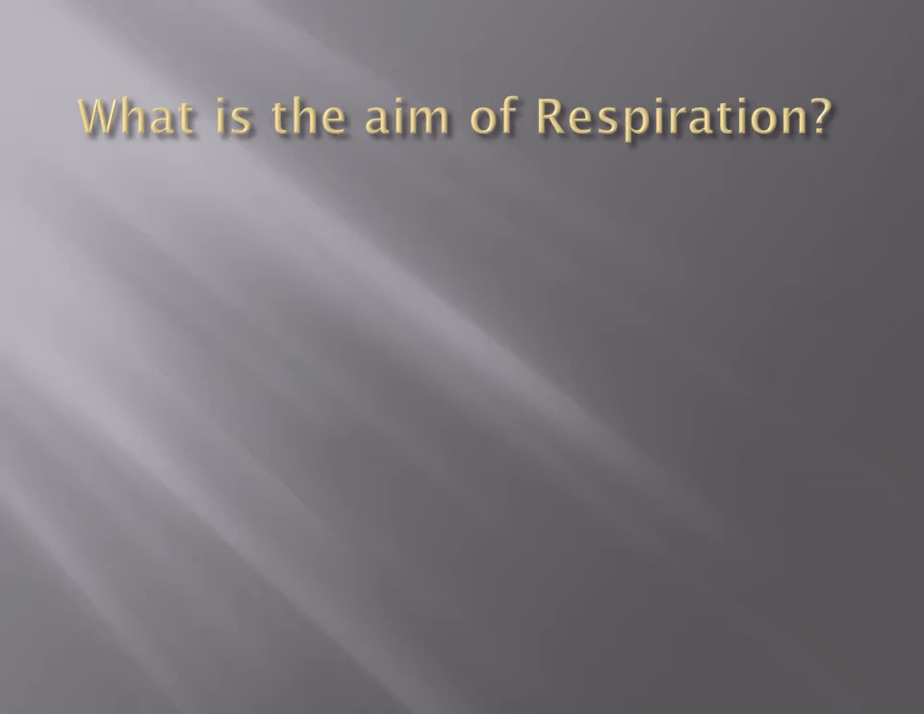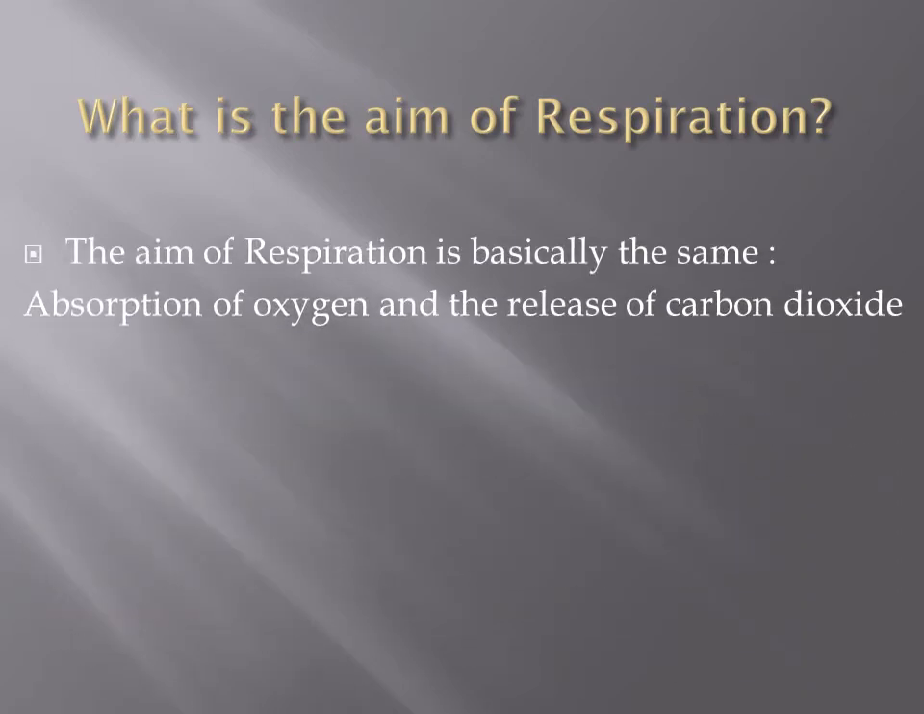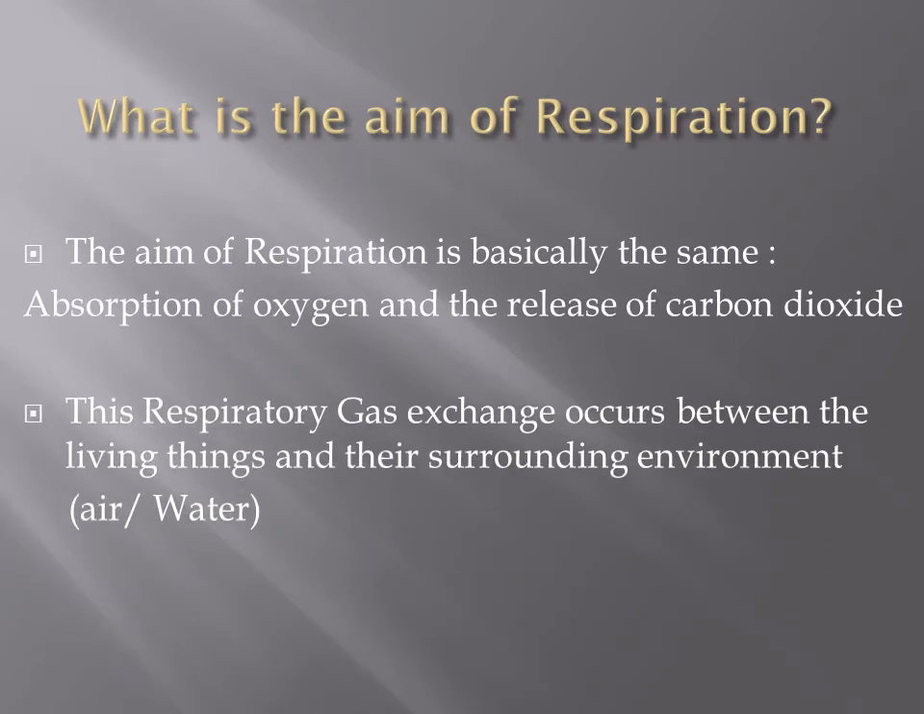What is the aim of respiration? The aim of respiration is basically the same: absorption of oxygen and the release of carbon dioxide. This means that during respiration, oxygen is absorbed into the body and carbon dioxide is released from the body. This respiratory gas exchange occurs between the living things and their surrounding environment, which can be either water or air. This means that the gas exchange, which is the uptake of oxygen and the release of carbon dioxide, occurs between the living things and their surrounding medium.